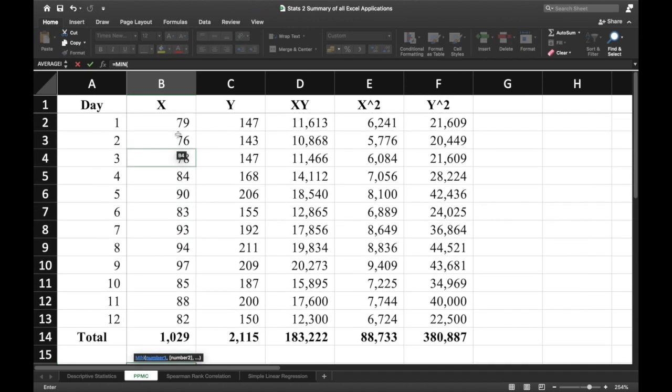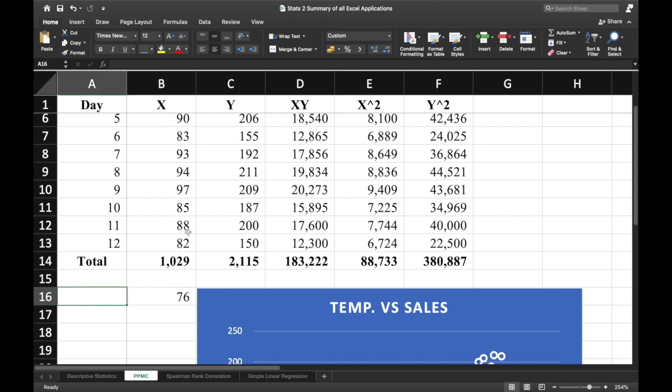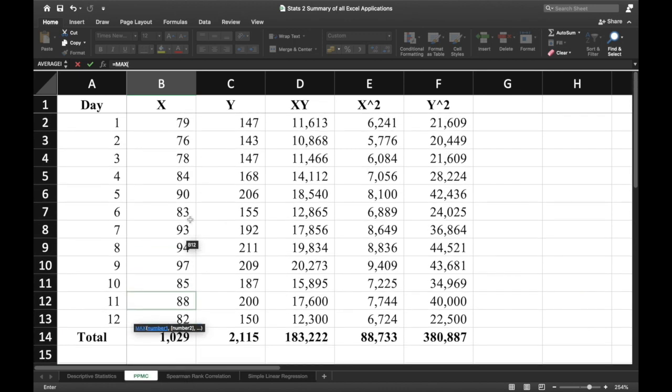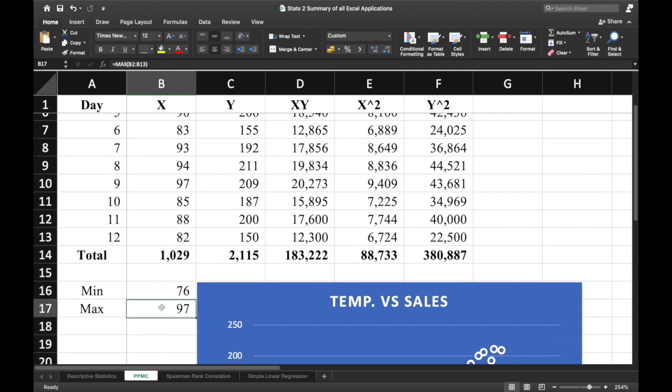Kung gusto nyo i-check ng manual, pwede naman. Pero if napakadami ng data nyo, libo-libo yung data nyo, gamit kayo ng mean. That is 76. And max, para makuha ninyo yung pinakamalaki na value. Same ng step, magkaiba ng formula. So, max, then highlight mo itong lahat. Lalabas 97. So, 76 and 97.